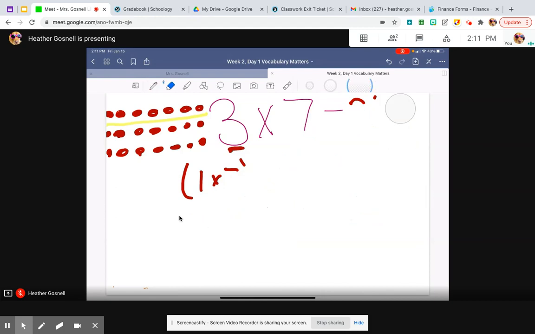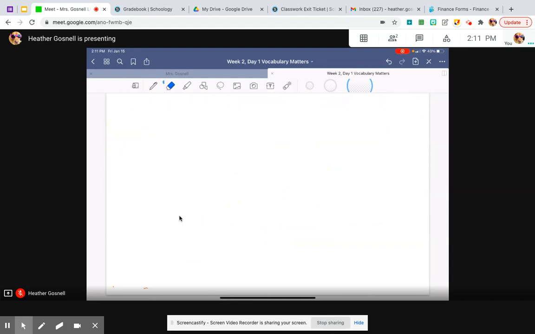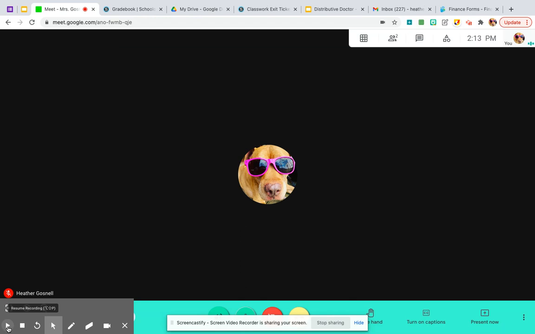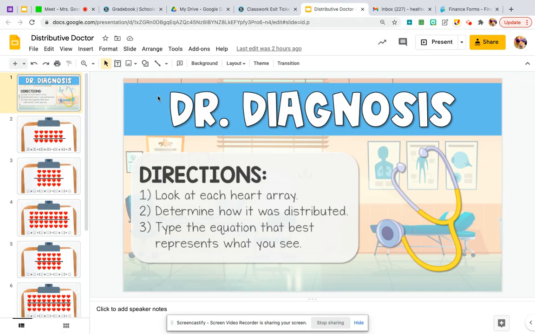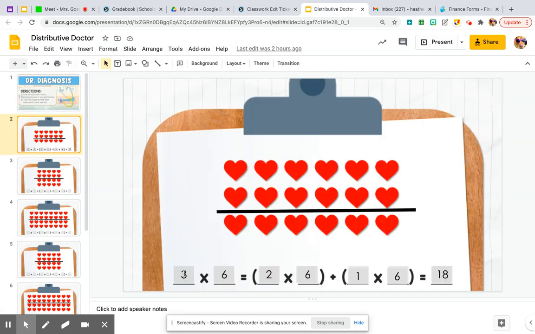Let's look at our Schoology assignment. Okay, so we are back, and this is what you have to do for your assignment today. You have to look at each array, and you have to determine how it was distributed and type the equation that best represents what you see. We did this one together as a class, but I'm going to go ahead and review it with you in this video.